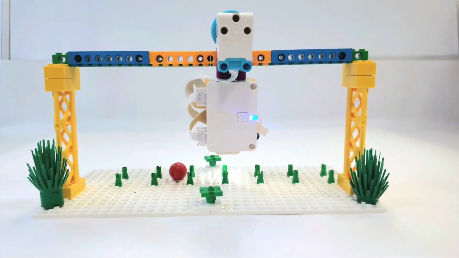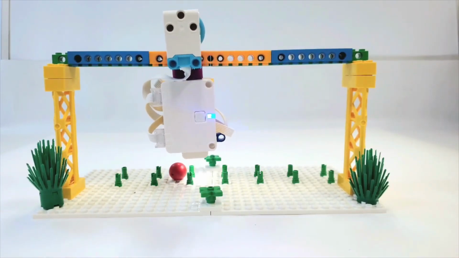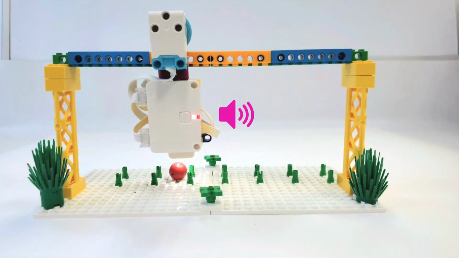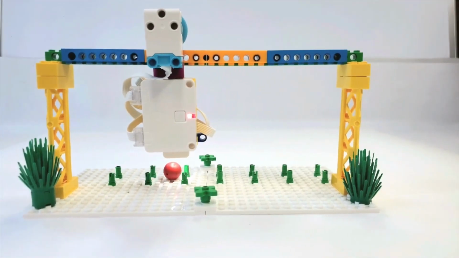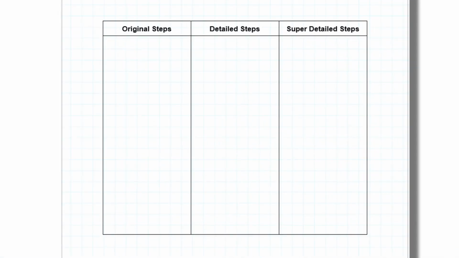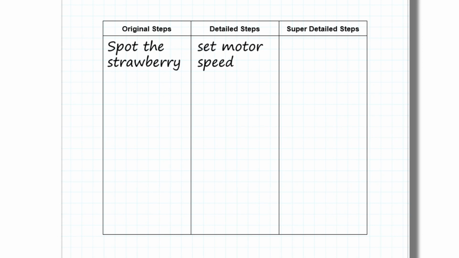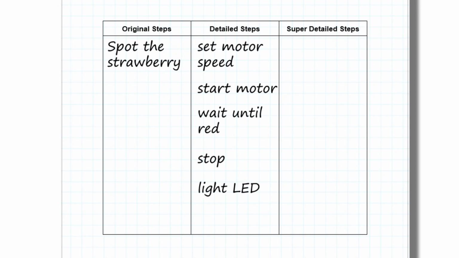We can describe what the robot is doing as behaviors. These can be big behaviors and small behaviors. For example, a big behavior would be to spot the strawberry. We can break that big behavior down into smaller steps so that the robot can understand what to do. We can say, set motor speed, start motor, wait until red, stop, light LED, play sound.